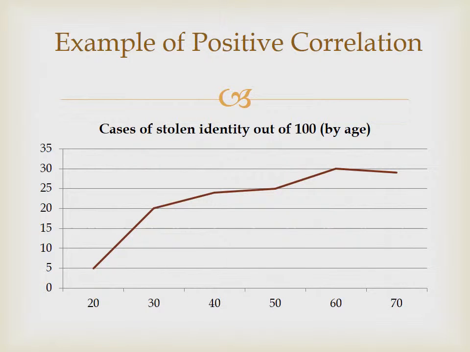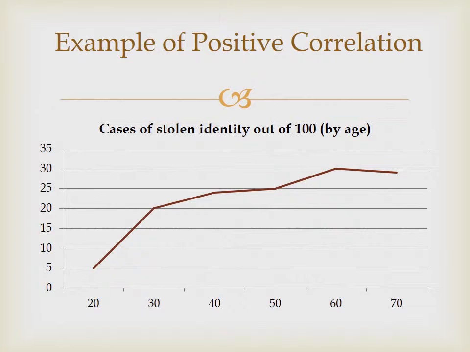Here you will see an example of positive correlation. And if you remember from the previous slide, positive correlation is when we find that as one variable increases, the other one also increases. So this is a graph showing the cases of stolen identity out of 100 by age. And so on the bottom line, 20, 30, 40, 50, 60, 70, that's capturing age. And then over on the left, we're looking at cases of stolen identity out of 100 people. And so you see that the line increases, it goes up from left to right. And that's our best clue that we're looking at positive correlation.